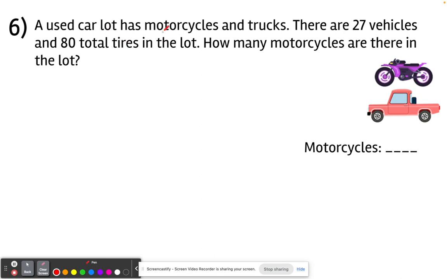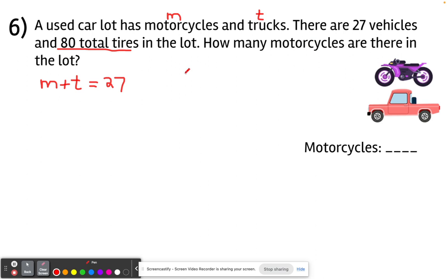I have a used car lot that has motorcycles and trucks. I'm going to call my number of motorcycles M, my number of trucks T. There are 27 vehicles, and 80 total tires in the lot. Well, that's interesting. So my number of motorcycles plus my number of trucks equals 27 because I have 27 total vehicles. Some are motorcycles, some are trucks.